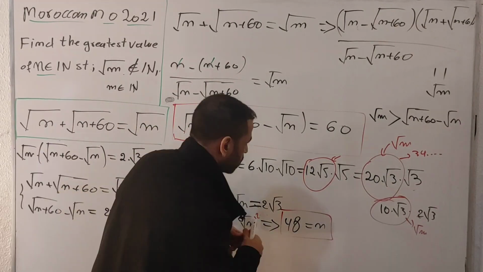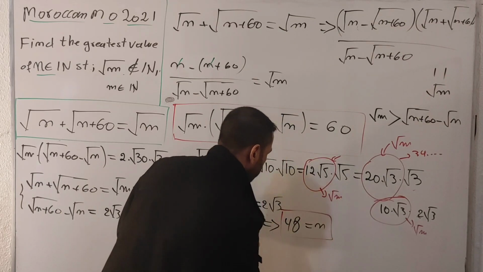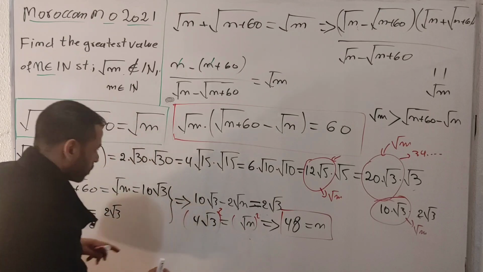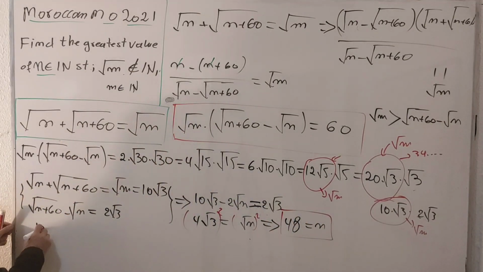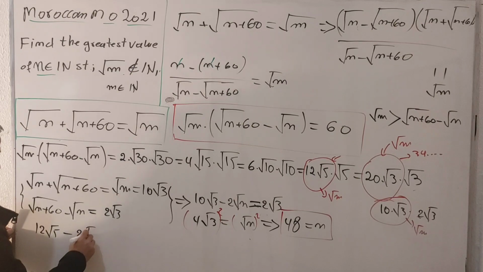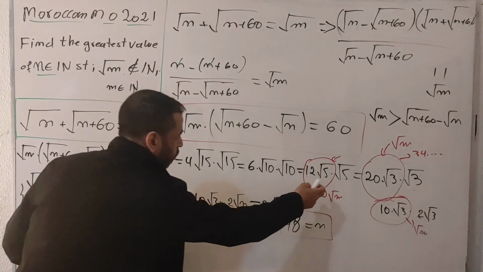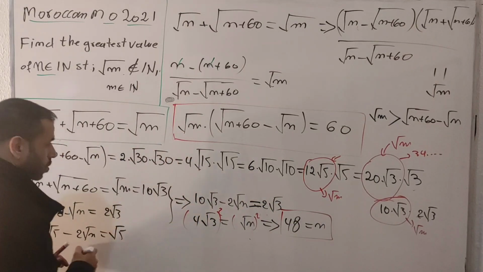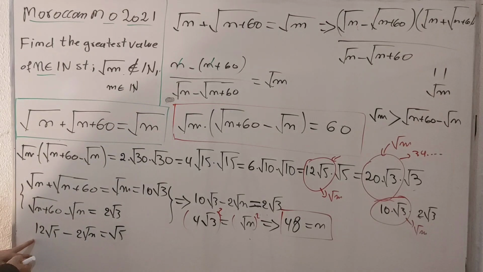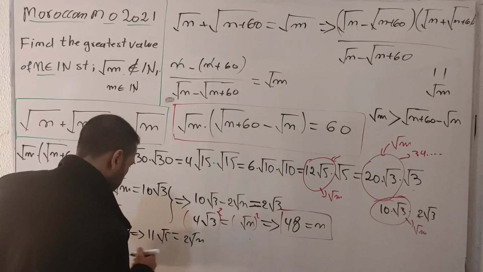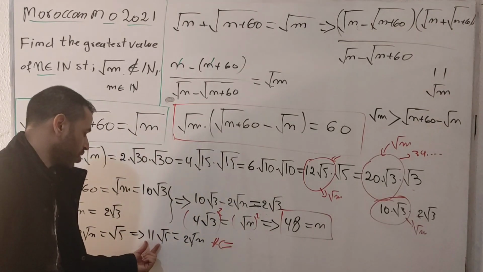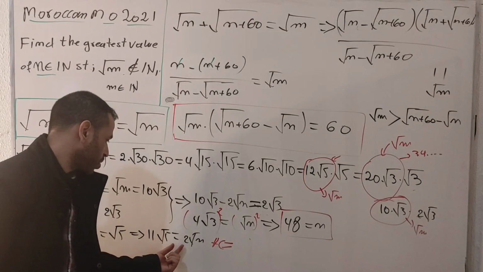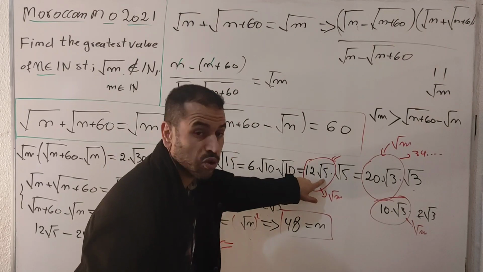So by taking this one as square root of m, the same thing here, I'm going to switch just these values. Instead of 10 square root of 3, I will have 12 square root of 5. So I have 12 square root of 5 minus 2 times square root of n equals square root of 5 here. By taking this term to the left and moving this to the right, I will get 11 square root of 5 equals 2 square root of n. This is impossible, because the left hand side of this equation is odd and the right hand side is even. That means 12 square root of 5 is ruled out of this possibility.